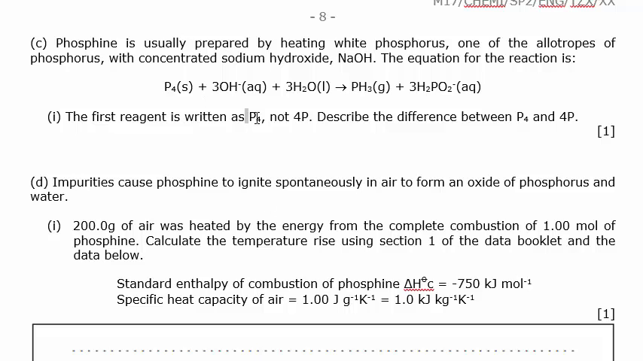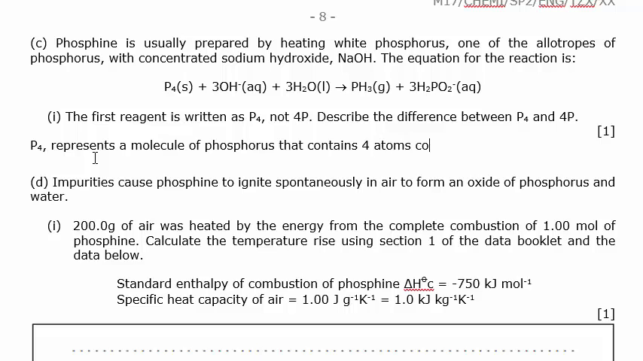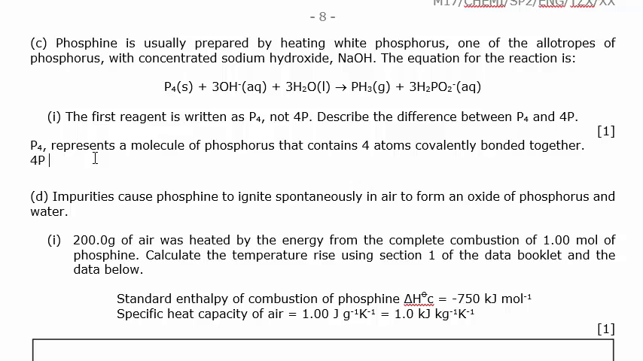They are 100% dissociated. The first reagent is written as P4, not 4P. Why is that? Because P4 represents one molecule of phosphorus that contains 4 atoms covalently bonded together. 4P, however, would represent 4 individual phosphorus atoms.